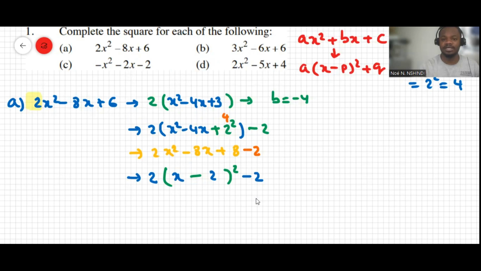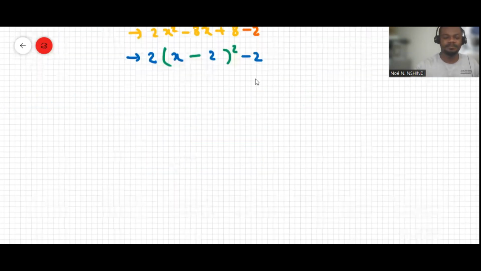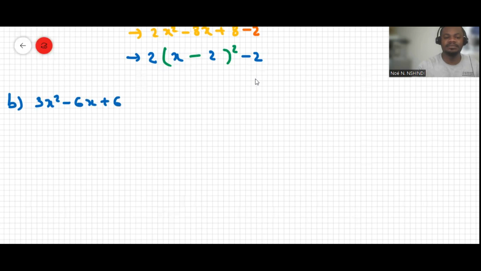Let's take another example. Question B is 3x squared minus 6x plus 6. Again, we can factorize this. I take 3 out as a common factor, and then this becomes x squared minus 2x plus 2. Then I say that over here b is equal to -2.